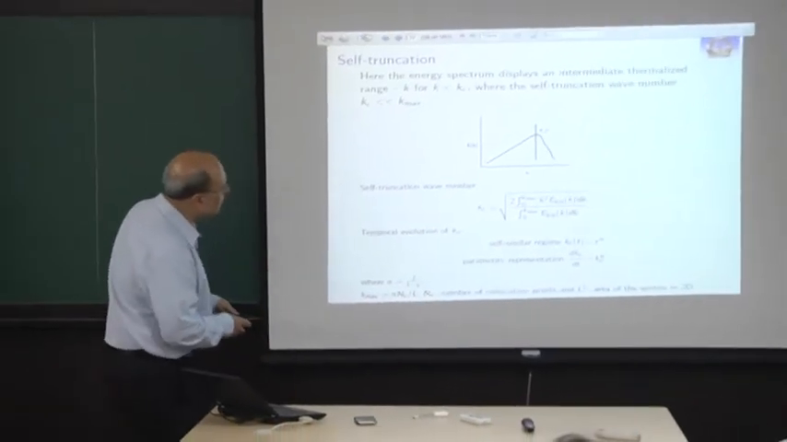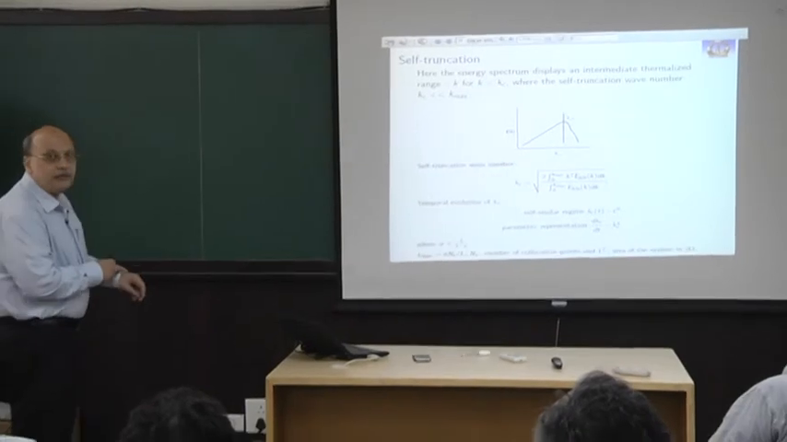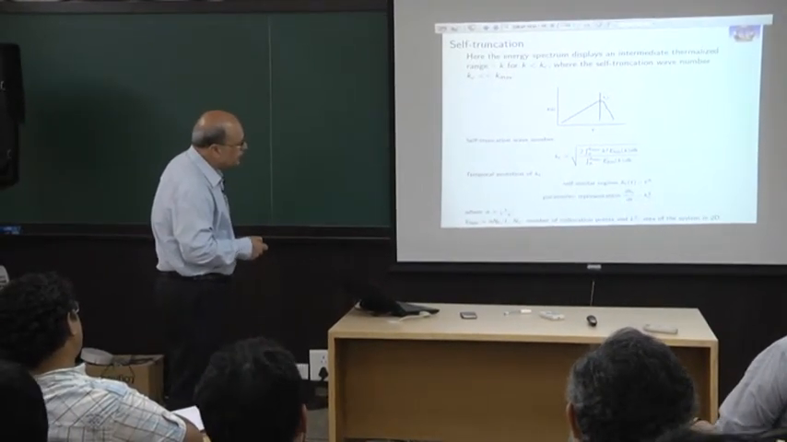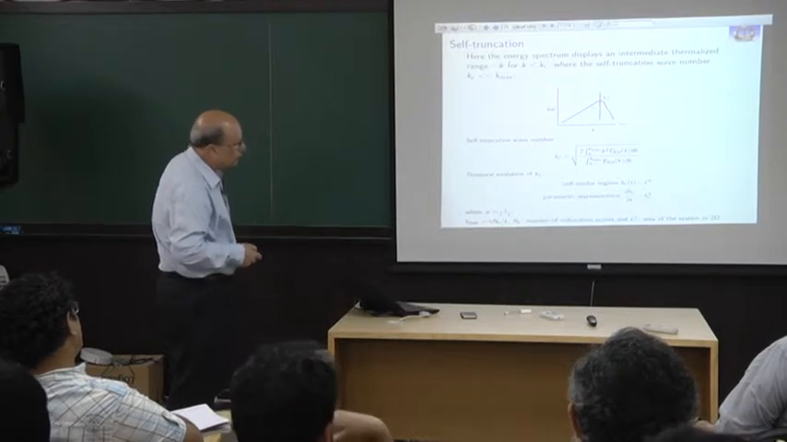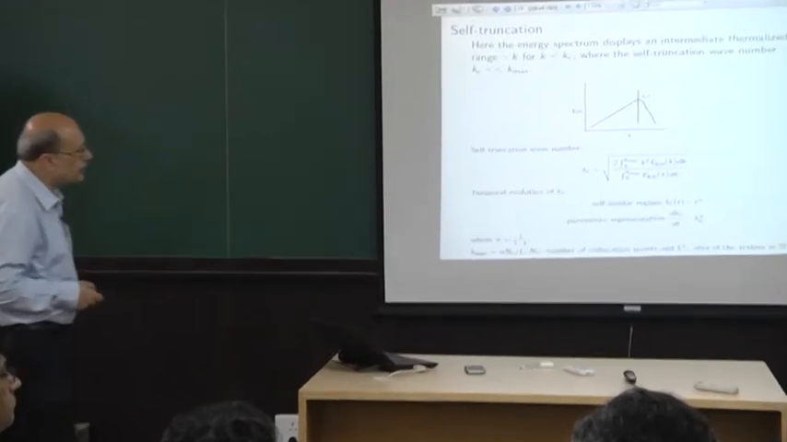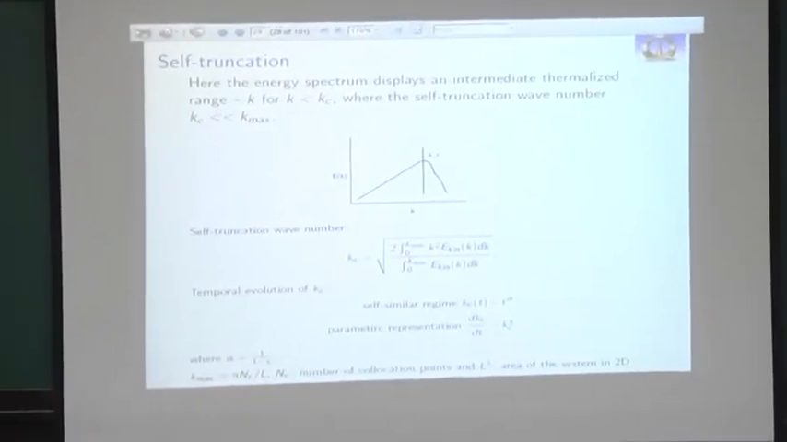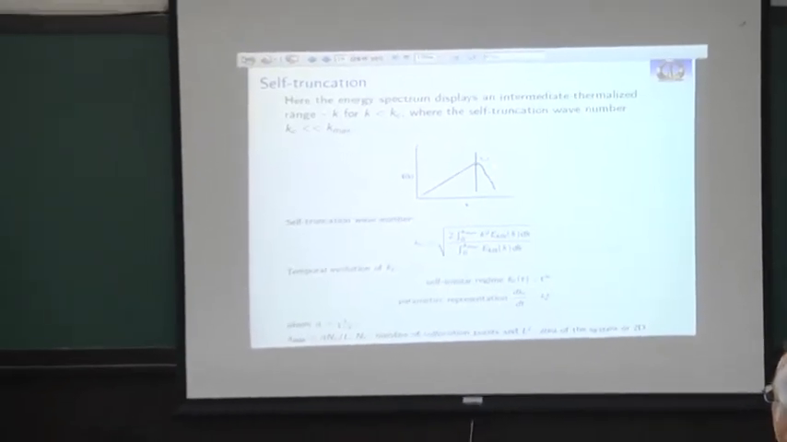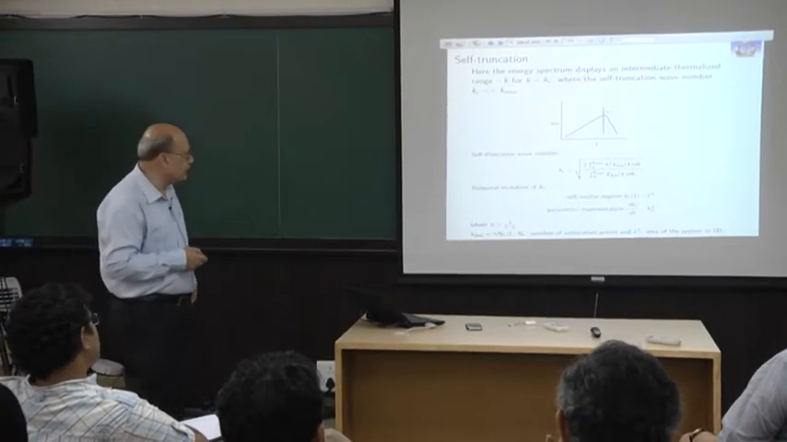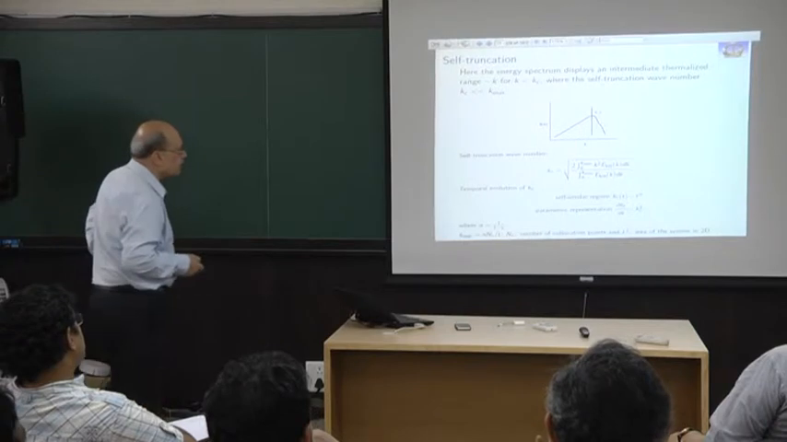Now, let me show you one characteristic. Here is a schematic plot of the energy spectrum. It had a part which was showing the thermalized behavior and then falling off. So there is over here some sort of a dynamically generated cutoff, a self-truncation vector k sub c, which is significantly lower than the k max, the k at which we are truncating the system. You can estimate this in many ways. Don't look at the details.